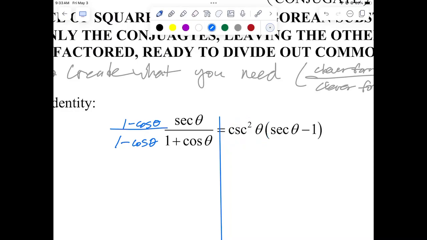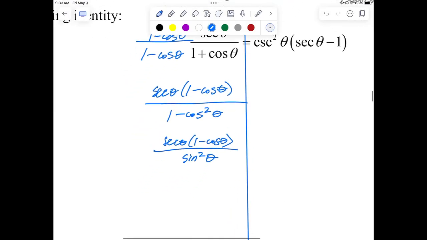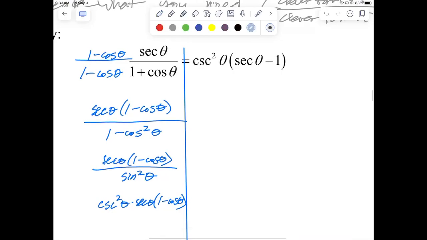So let's continue on then. We're going to leave the top factored for now. Secant of theta times 1 minus cosine of theta. We'll leave it factored. And we get 1 minus cosine squared of theta on the bottom, which is sine squared of theta. And now I could bring the sine squared from the bottom to the top. So that becomes cosecant squared of theta times secant of theta times 1 minus cosine of theta. All right, now I compare it to the right-hand side, and I'm like, yeah, buddy, I got the cosecant squared of theta.